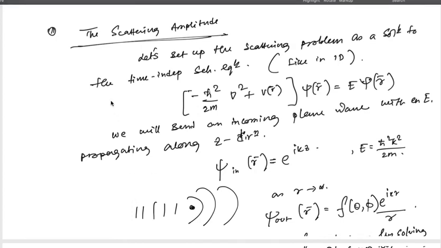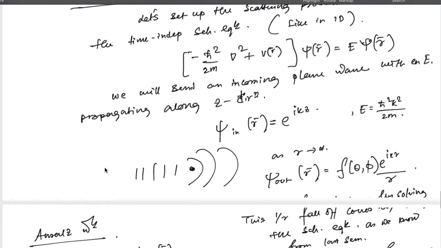So we'll send an incoming wave with energy E propagating along the z direction, which is essentially this picture. This is e to the power ikz, with E equal to h-cut squared k squared by 2m. As r goes to infinity, the outgoing wave is some angle-dependent scattering amplitude f(theta, phi), multiplied by a spherical waveform.